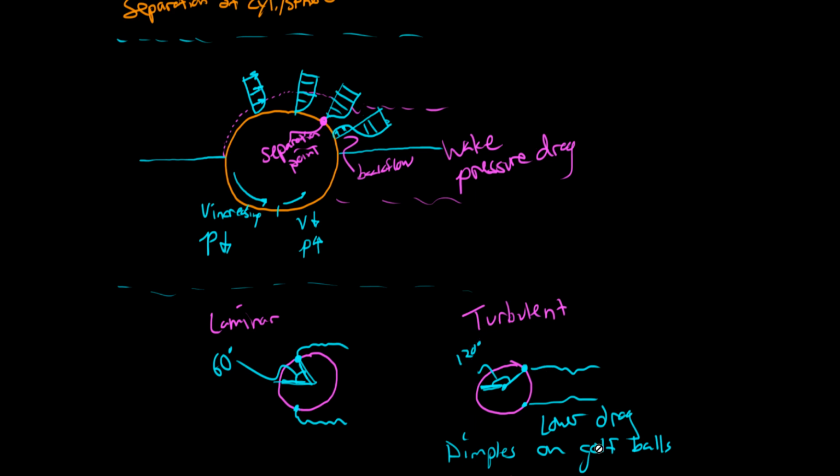By the way, this is why we put dimples on golf balls. We trick them into going turbulent to get this wake instead of this one.